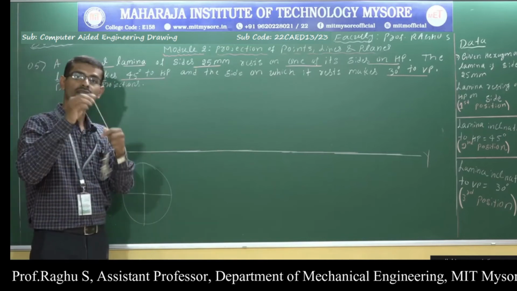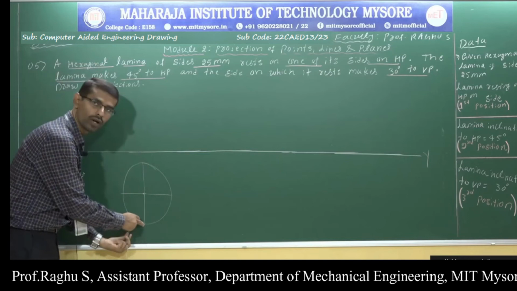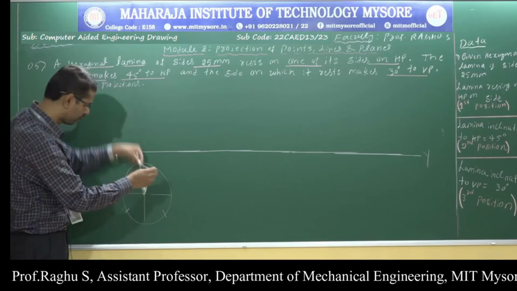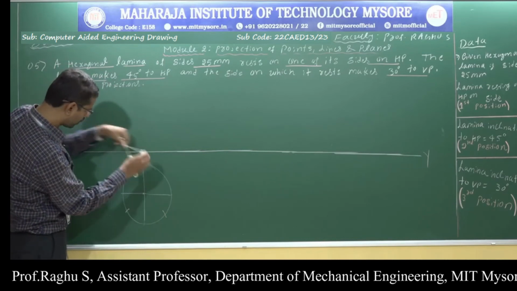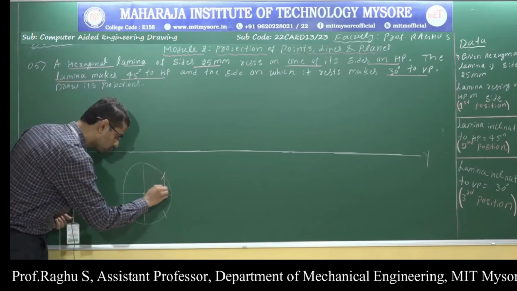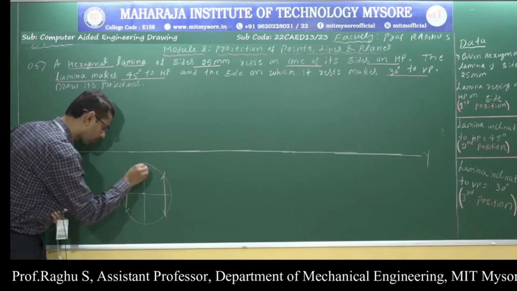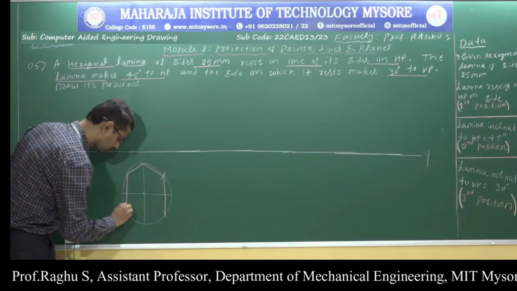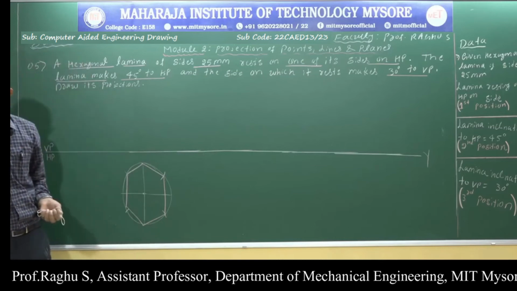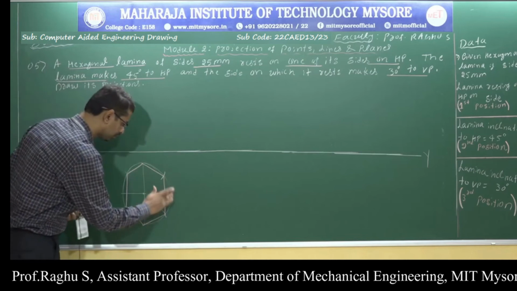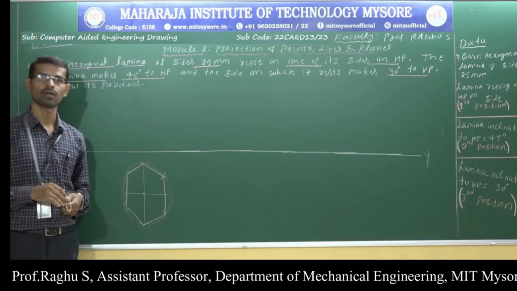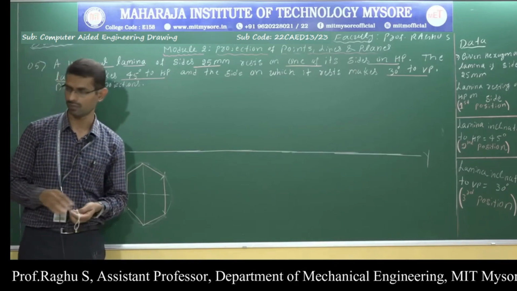Take 25 mm side length. From this point cut an arc of 25 mm. Here also cut an arc of 25 mm. Next, from this point cut an arc of 25 mm. Next, from this point cut an arc of 25 mm. Next, join the arcs like this. After construction of the hexagonal lamina, erase the circle, the arcs and circles. So this is the procedure for construction of a hexagonal lamina.